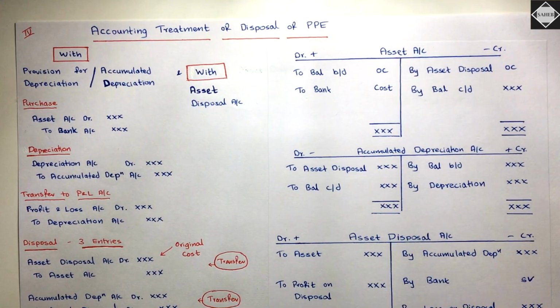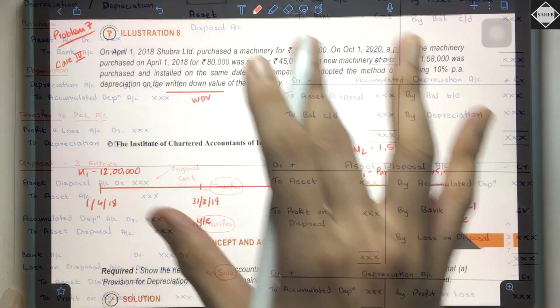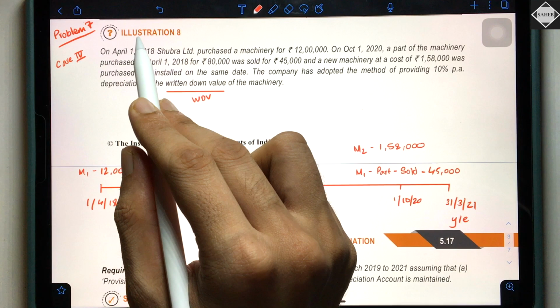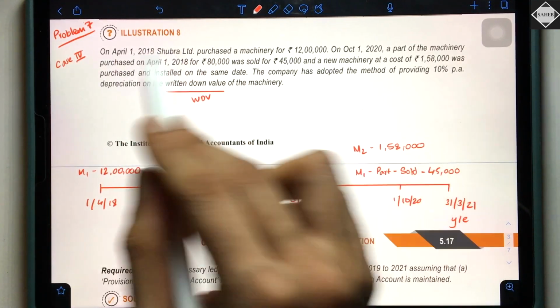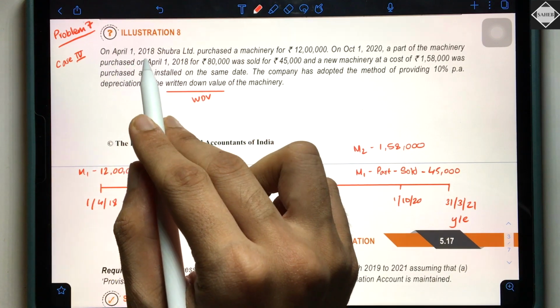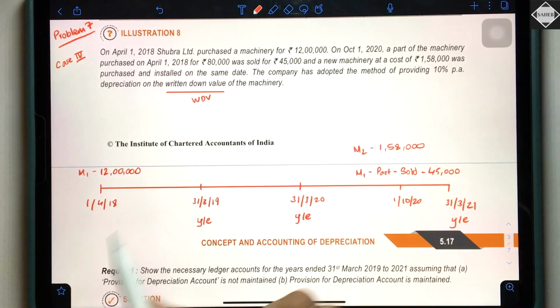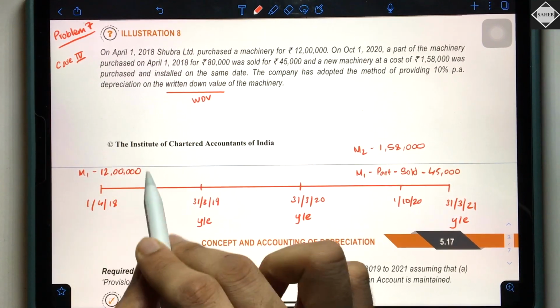Now let's go and solve one problem on this from the study material. Let's see, here we have our 7th problem, and this question is actually illustration 8 from the CA Foundation study material. Right, so now here we have the question. Let's read this. On 1st April 2018, Shubhra Limited purchased a machinery for 12 lakh. So on 1st April 2018, machine 1 was purchased by Shubhra Limited for 12 lakh.